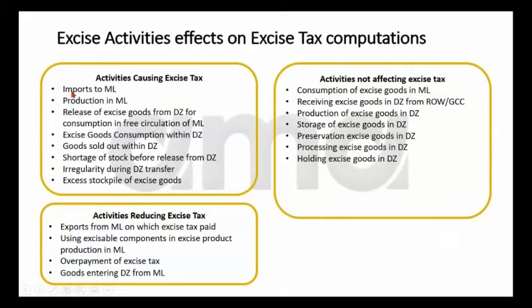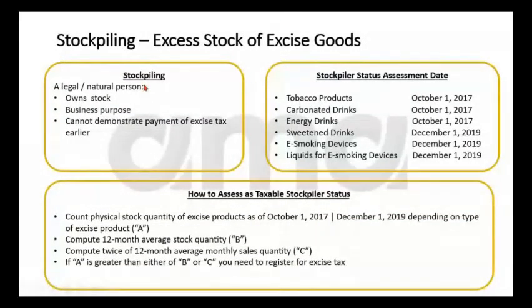I just specified three. Import to mainland, for example, raises that. Exports will reduce, and consumption in the mainland won't affect. So when this slide is shared, you can review the list. Okay, stockpiling. What is stockpiling? If a person is owning stock for business purpose and cannot demonstrate that the payment of excise tax has happened earlier, he will be a stockpiler.